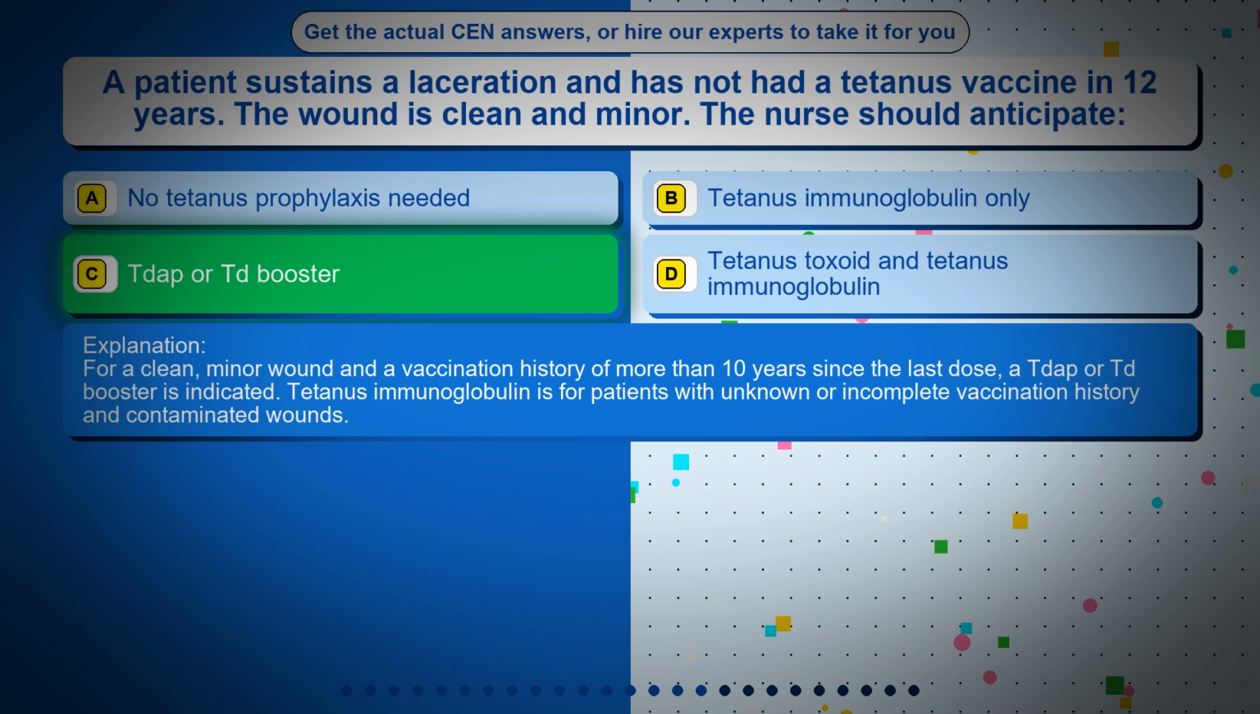For a clean, minor wound and a vaccination history of more than 10 years since the last dose, a Tdap or Td booster is indicated. Tetanus immunoglobulin is for patients with unknown or incomplete vaccination history and contaminated wounds.